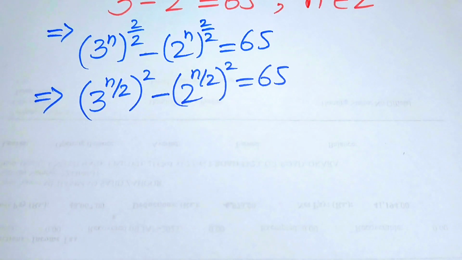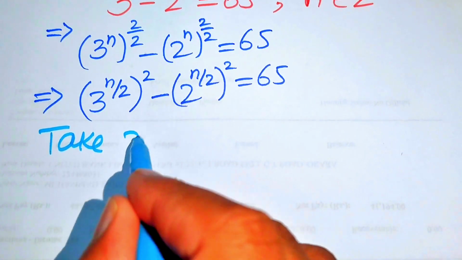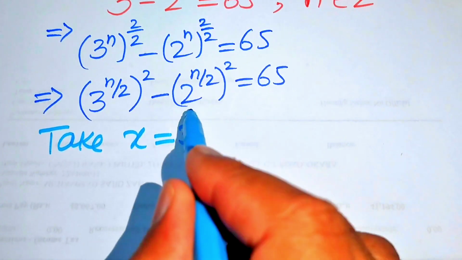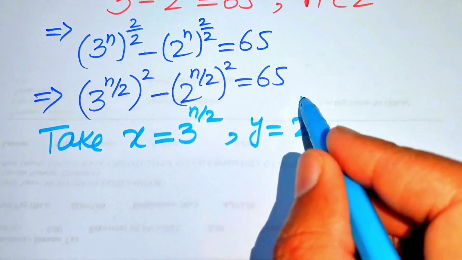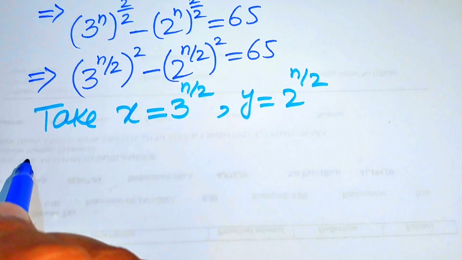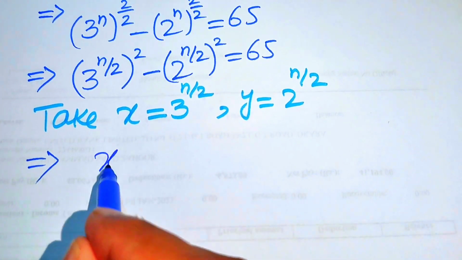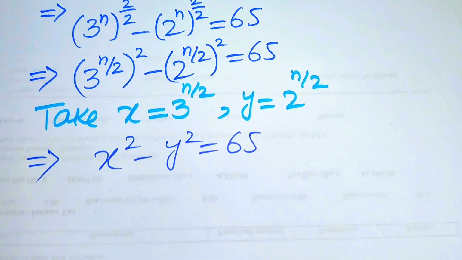So now we convert this exponential equation into algebraic form by taking some substitutions. We take x equals 3 to the power of n over 2 and y equals 2 to the power of n over 2. When we take these two substitutions in the above equation, our exponential equation becomes algebraic and is written as x squared minus y squared equals 65.